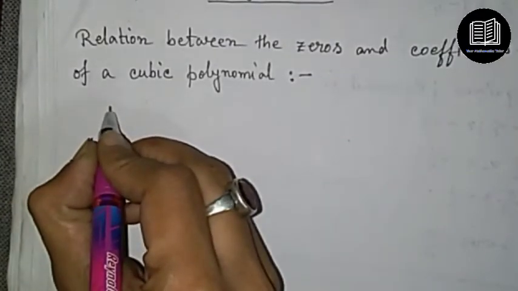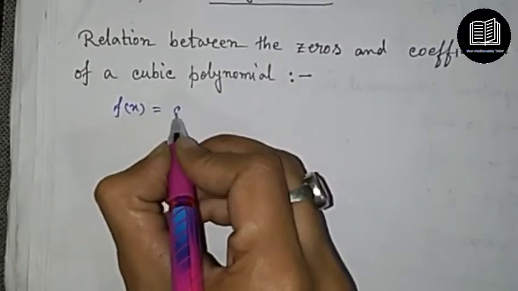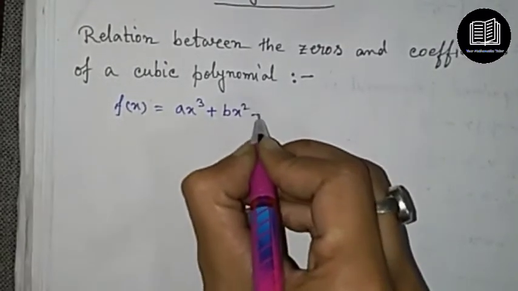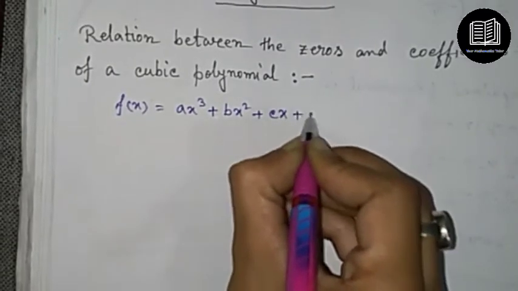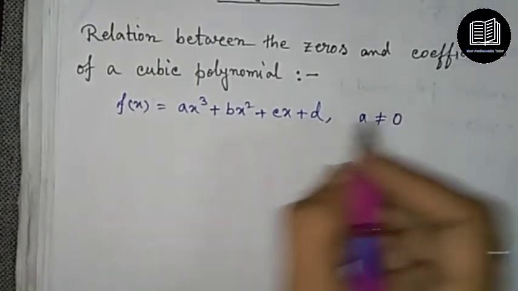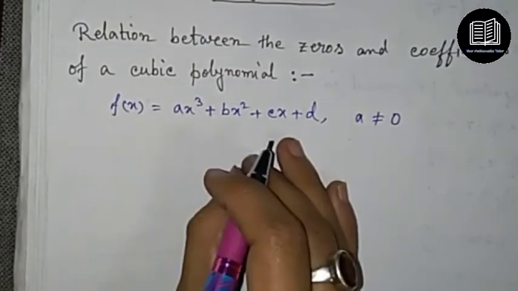First, take a cubic polynomial. Say f(x) equals ax cube plus bx square plus cx plus d, where a is not equal to 0. This is a cubic polynomial. We are very familiar with this form.